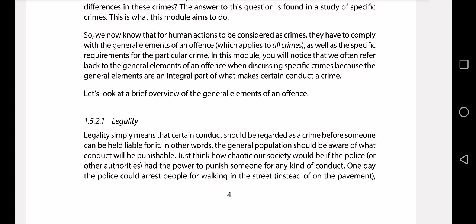So we know that for human actions to be considered as crime, they have to comply with the general elements of an offense, which apply to all crimes, as well as the specific requirements for the particular crime. In this module, you will notice that we often refer back to the general elements of an offense when discussing specific crimes, because the general elements are an integral part of what makes certain conduct a crime. Let's look at a brief overview of the general elements of an offense.